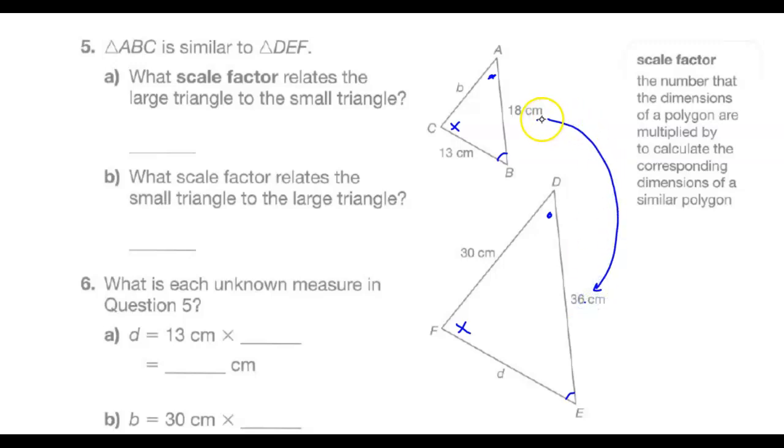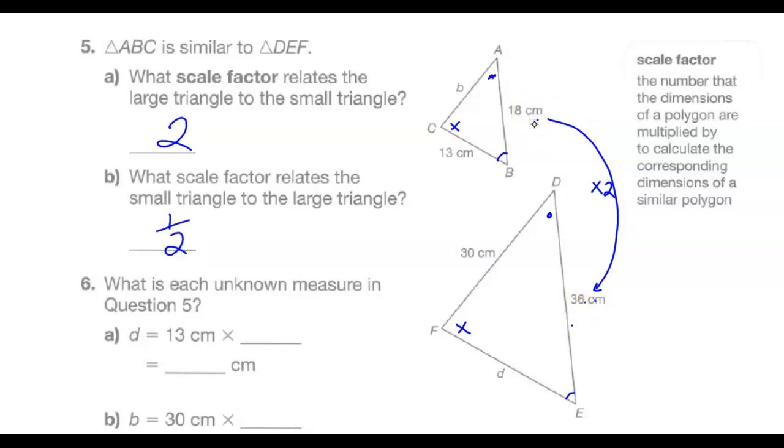Well, 36 divided by 18 is 2, so that's multiplying by 2. And so the scale factor, that's how we can determine it. So 36 divided by 18 is 2. It says, what scale factor relates the large triangle to the small? And then what scale factor relates the small triangle to the large? That would be 1/2, going from this one to this one.